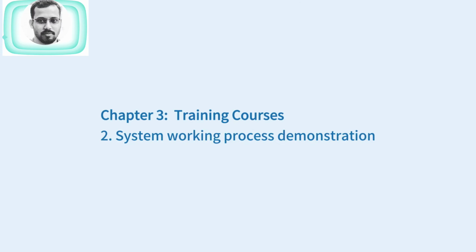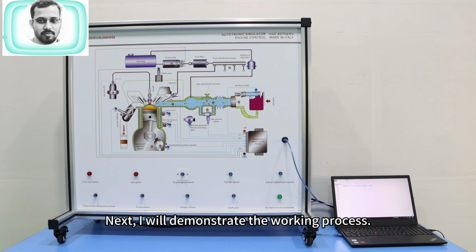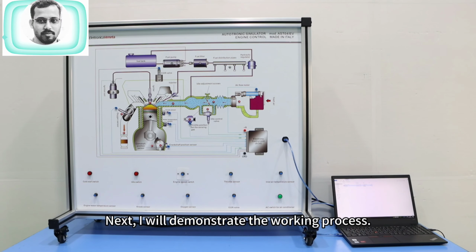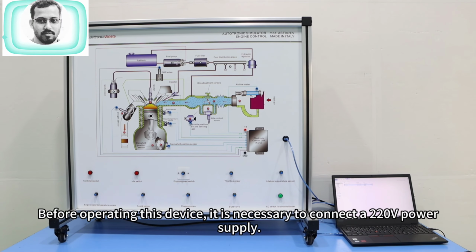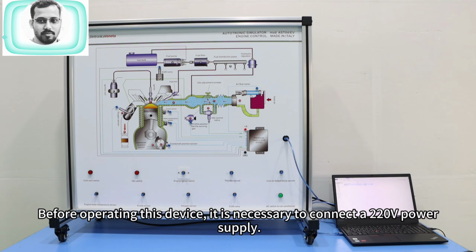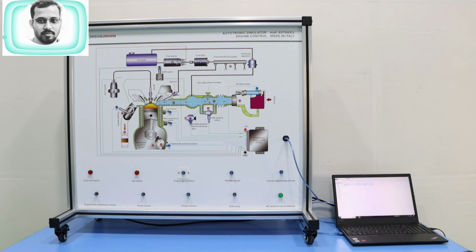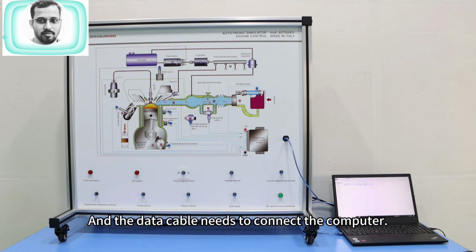2. System Working Process Demonstration. Next, I will demonstrate the working process. Before operating this device, it is necessary to connect a 220 volts power supply, and the data cable needs to connect to the computer.